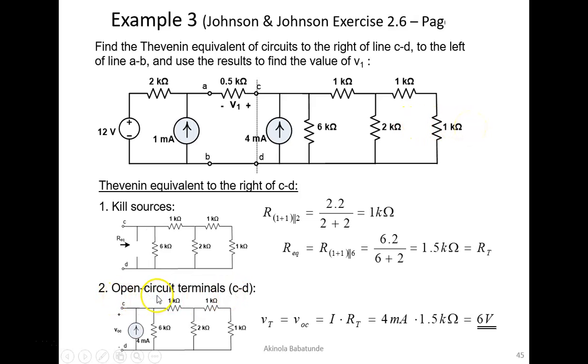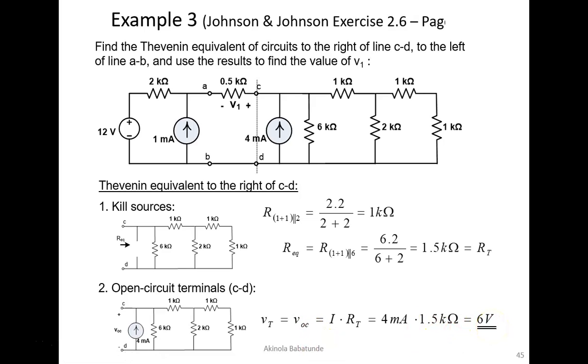The next thing we'll do will be to open the circuit terminals, this CD. When we open these circuit terminals, what do we have? We are going to have open circuit voltage. The open circuit voltage will be equal to V Thevenin, the Thevenin equivalent voltage. So VT equal to VOC, which will be equal to current multiplied by the equivalent resistance in the circuit. The equivalent resistance will be the resistance representing all these resistances in the circuit. And to find the voltage, it will just be the resistance multiplied by the current available, and that gives us 4 milliamperes multiplied by 1.5 kilo ohms, and that gives us 6 volts. So our V Thevenin, which is equal to our V open circuit, will be equal to 6 volts.